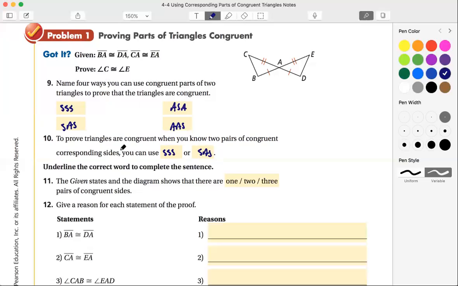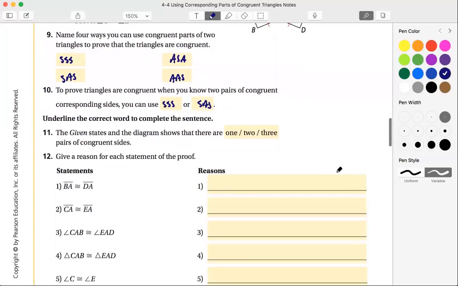So I need to choose in my picture which is more plausible. Am I easily able to prove that CB is congruent to ED, or is there an angle I might be able to show is congruent? And that's going to tell me which direction I want to take my proof.